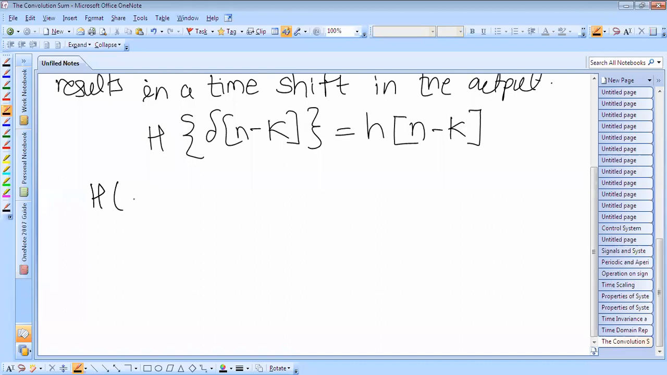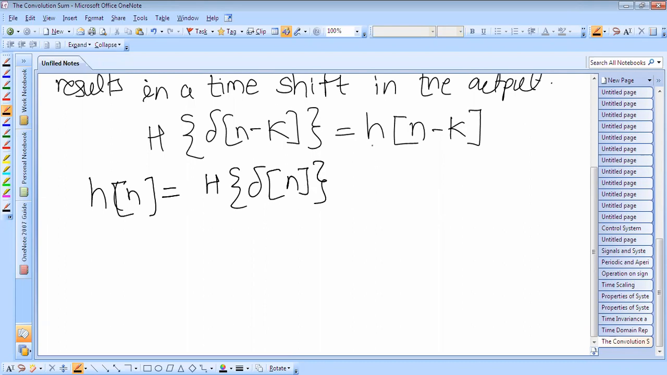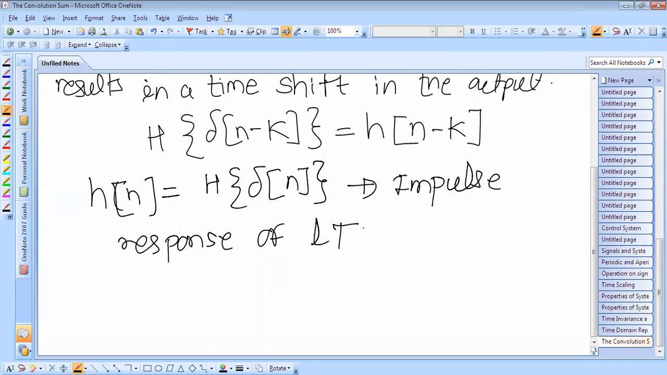Here h of n, the small h of n, is the impulse response, and this is equal to H of delta of n. So this is the impulse response of the linear time invariant system H.